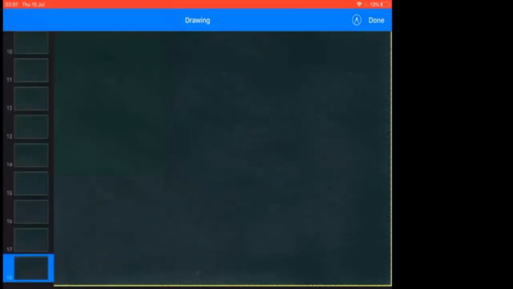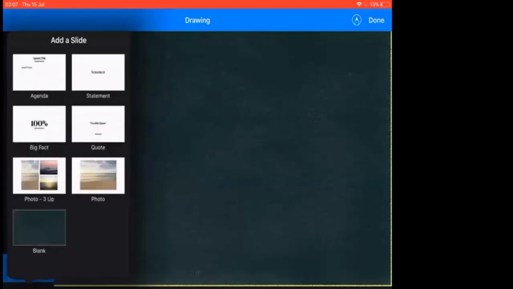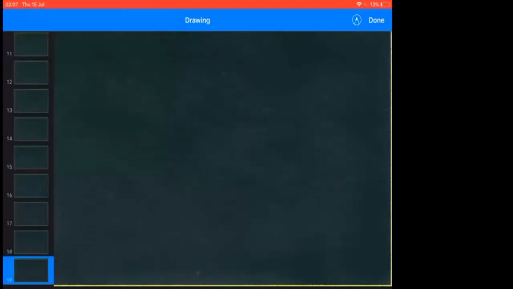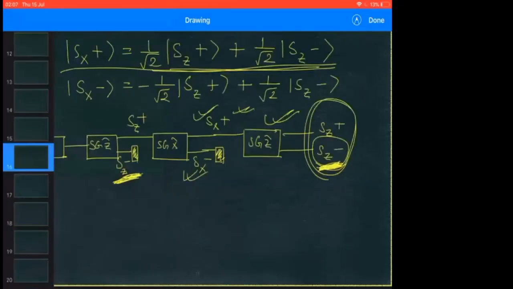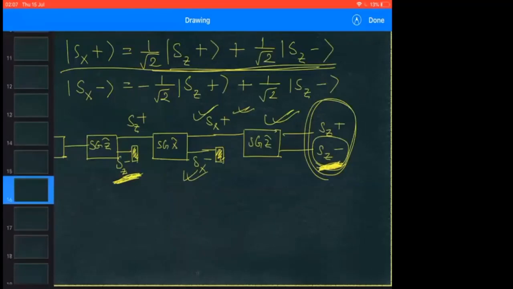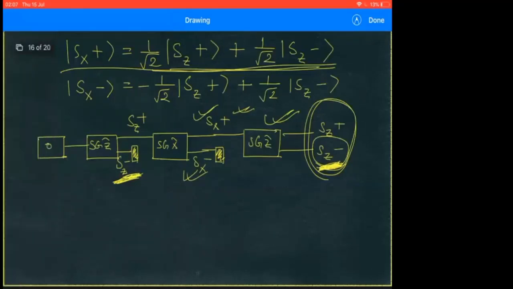The SX plus and SX minus happen to be linear combinations of the SZ plus and SZ minus. What about SY plus and SY minus? So the question that we are asking now is, what about SY plus minus? Again, like before, one should note that there is nothing sacred in the Z direction.